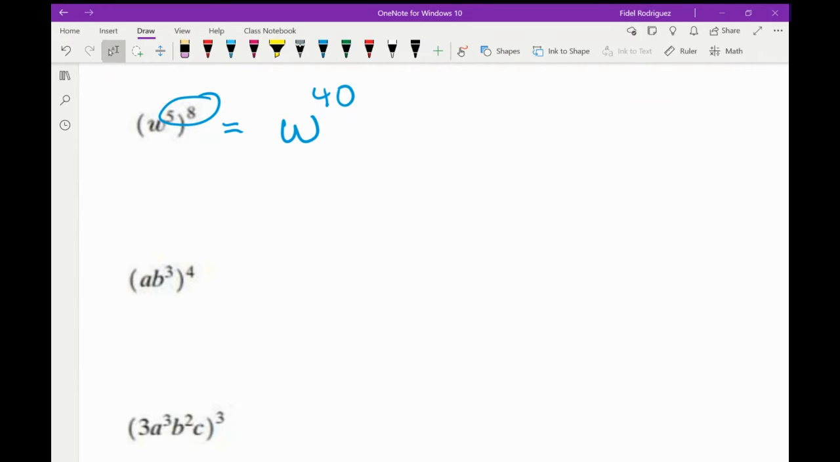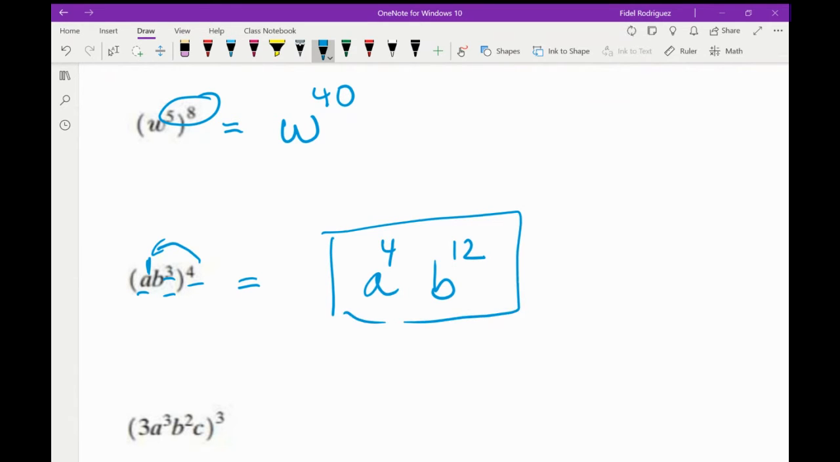And so for this next one here, the first thing I really need to understand is that there's two parts. There's an A and there's a B. And so I know the power of the B here is a 3, and because it has a 4, that's going to give me a B to the 12. But again, even though I don't see it, the number on the power of that A really is a 1. And so again, when I multiply my exponents, 1 times 4 is going to leave me with 4. So my answer is really going to be A to the 4th and B to the 12th.